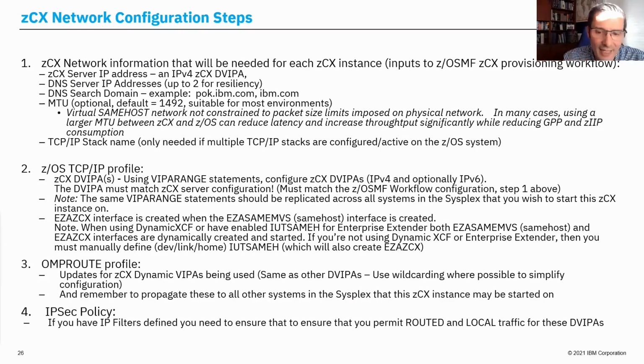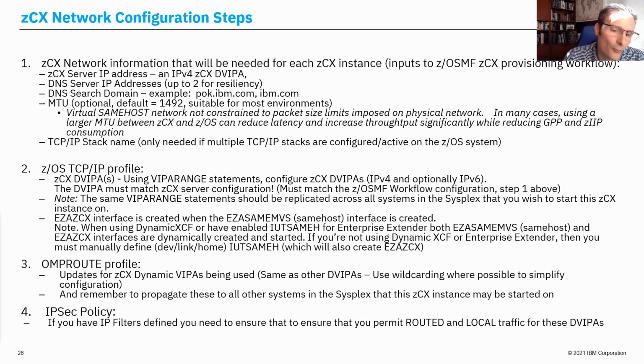The key points is that you need to specify zCX dVIPAs for each zCX server that you want to deploy. And you need to make those definitions on all the systems that you may wish to move this zCX instance to. So if I just define it on one system and it comes up, that's great. But if I want, for example, for availability to bring down the zCX for a planned outage and bring up the zCX on another system, if I don't have the VIPA range statements defined over on that second system, that IP address is not going to be able to move over there, okay?